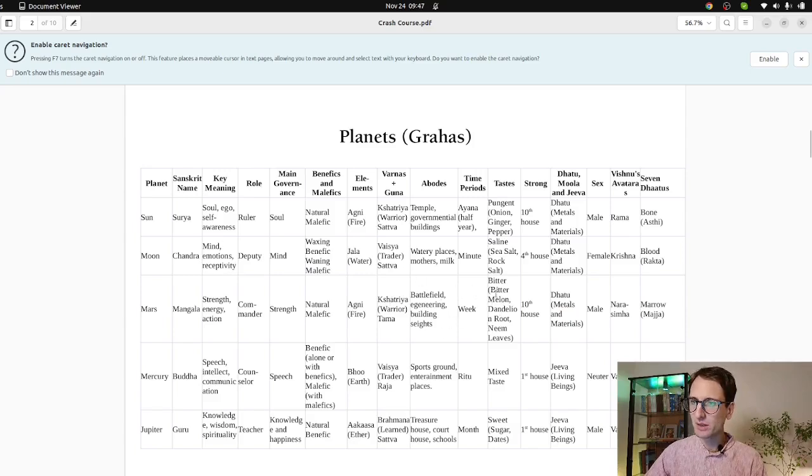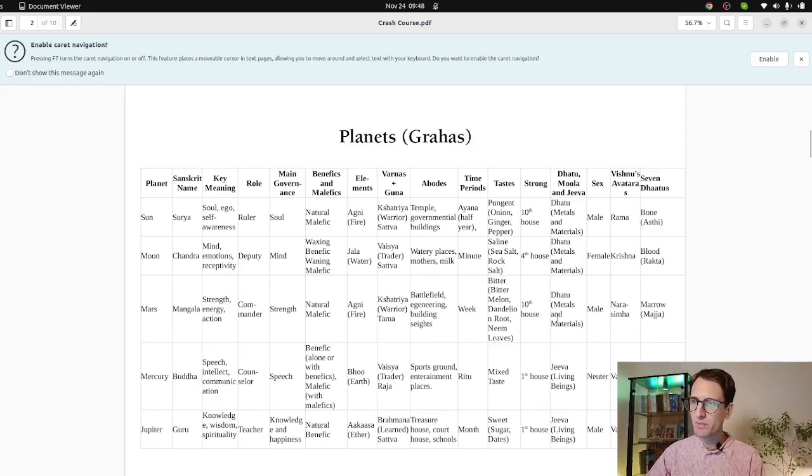Then the taste is bitter. So for instance, you have Mars in the 2nd house, which is the house of food. That means you will have a liking for bitter things. Or even if you don't have a liking, it is good for you. It will be good for your health if you eat bitter things.